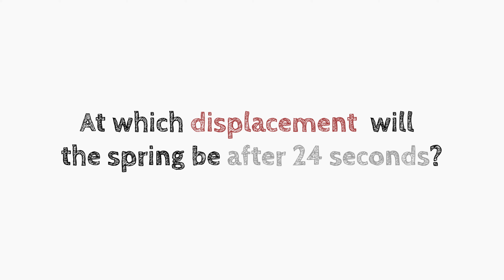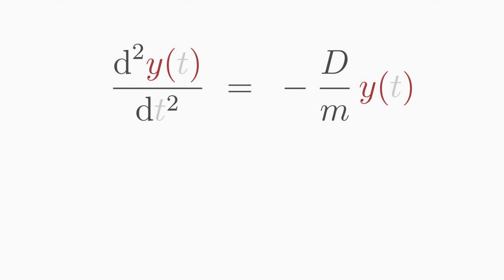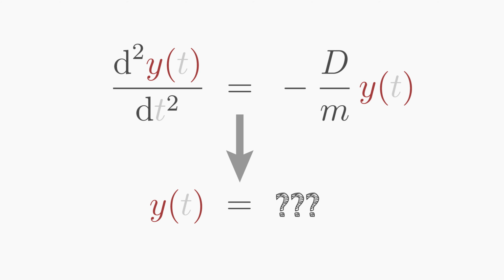To answer our previous question, at which displacement y will the spring be after 24 seconds, we must solve the differential equation. Solving a differential equation means that you have to find out how the function y you are looking for exactly depends on the variable t. For simple differential equations, like the one of the oscillating mass, there are solving methods you can use to find the function y.